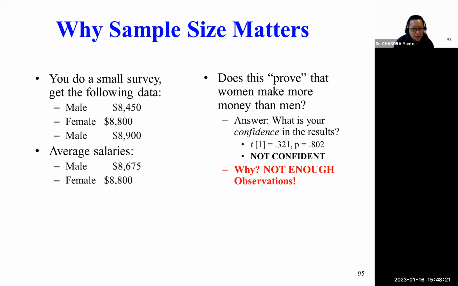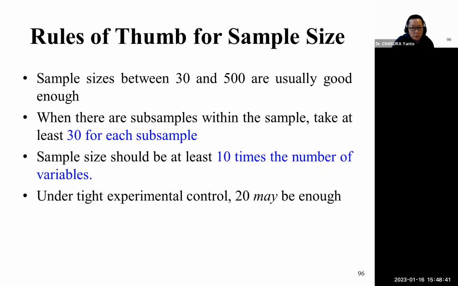So it seems here that the female has a higher salary than the male. But does it prove that women make more income than men? The problem is your sample size is very small, only 3 people, right? So if you calculate your T, it is not significant, it's not confident enough. Why? Because the sample size is too small. So how do you deal with that? Then you need to have a larger sample size.